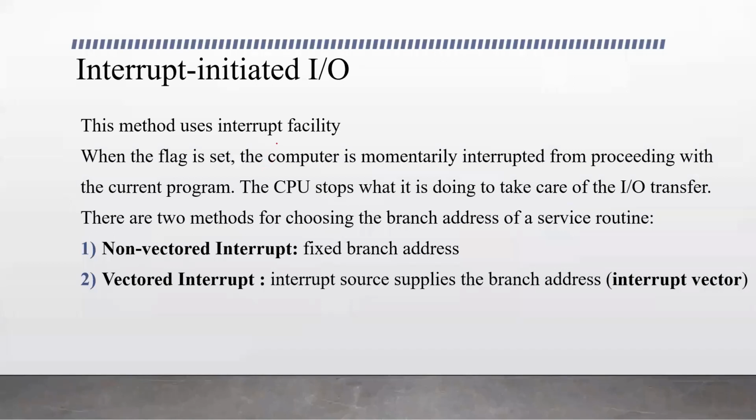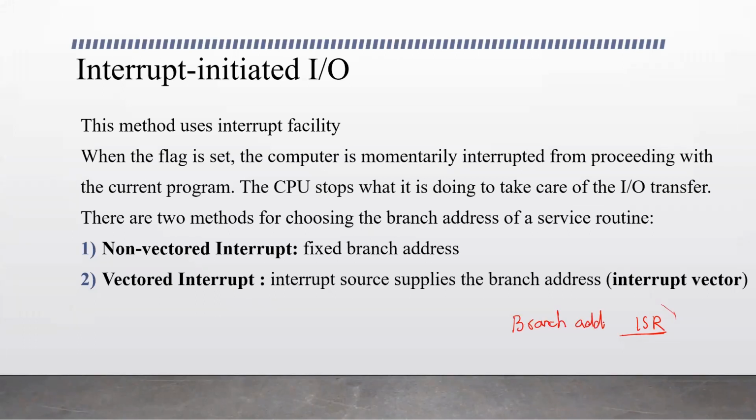This method uses the interrupt facility. How is the transfer done here? When the IO device is ready, it sets the flag. When the flag is set, the computer is momentarily interrupted from processing the current program. The CPU stops what it is doing to take care of the IO transfer. Now there are two methods, we have discussed this, right? The CPU stops what it is doing and moves to execute the interrupt service routine. Now to execute this interrupt service routine, we need the branch address, right?